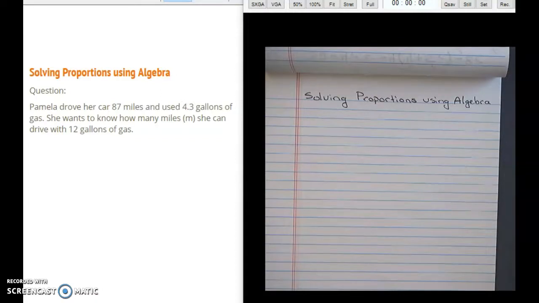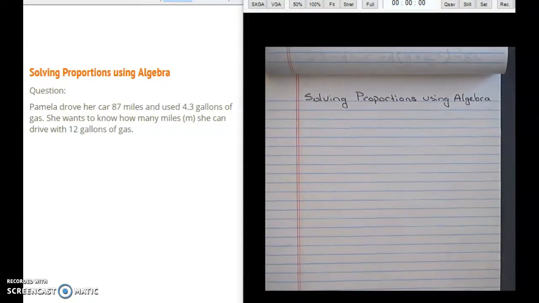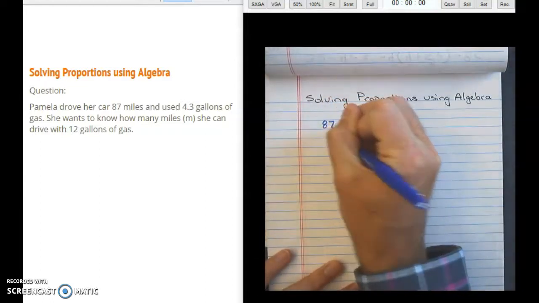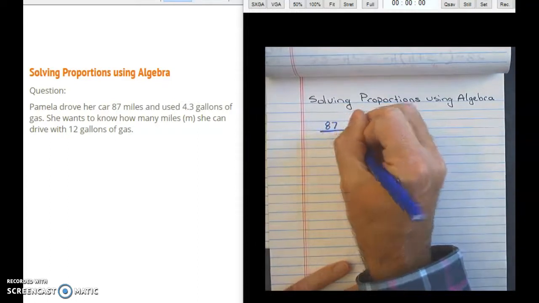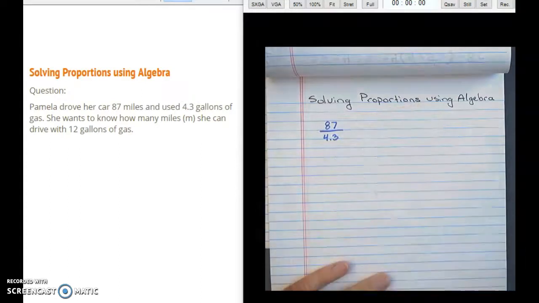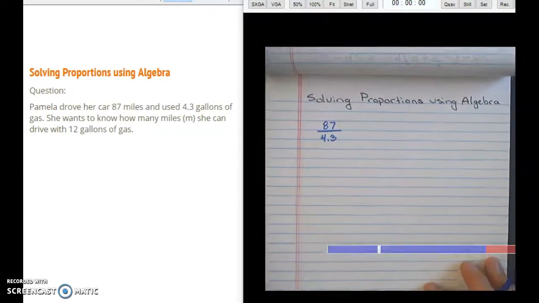So let's first of all set up a proportion. Right now we're not going to worry so much about how to set these up. We'll have a future lesson where we talk about writing and creating our own equations. But once we get it set up, we'll talk about how to solve it. She drives 87 miles, so I'm just going to write down 87. That represents my miles. And she gets 87 miles for every 4.3 gallons used.